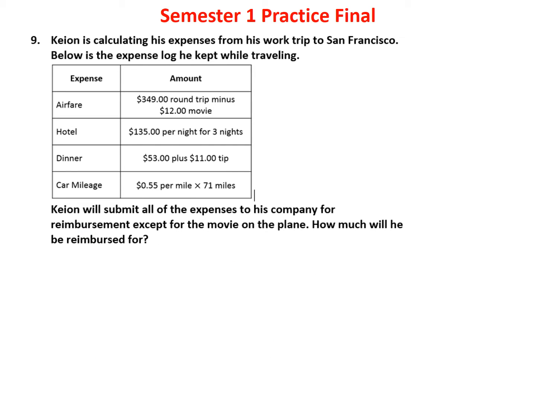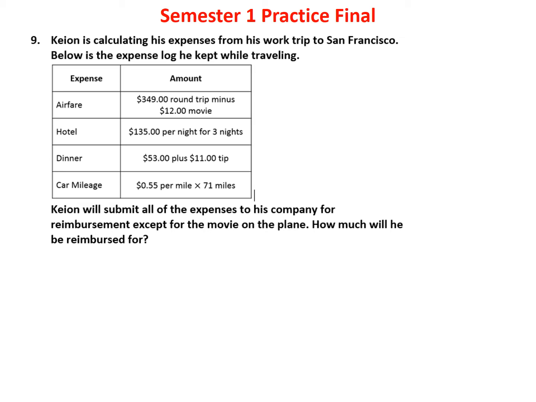In problem 9, Keon is calculating his expenses from his work trip to San Francisco. Below is the log he kept. On the airplane, he paid $349 for a round-trip ticket and $12 for a movie. His hotel was $130 per night, and he stayed there 3 nights. His dinner was $53, and he left an $11 tip. He gets mileage for his car, which is 50 cents per mile, and he traveled 71 miles.